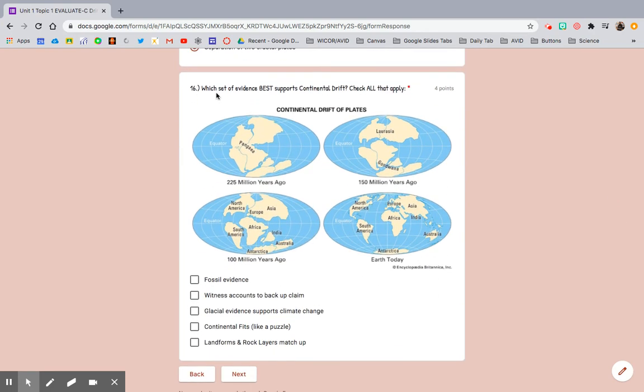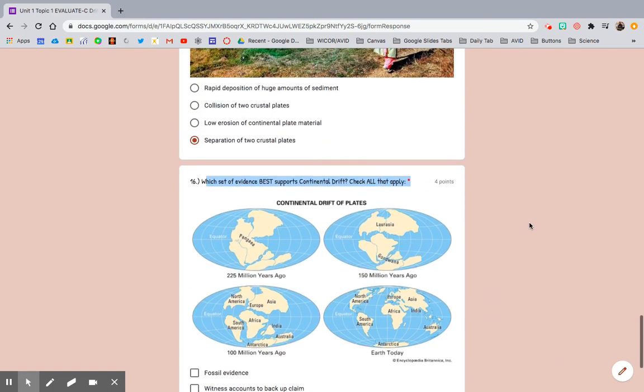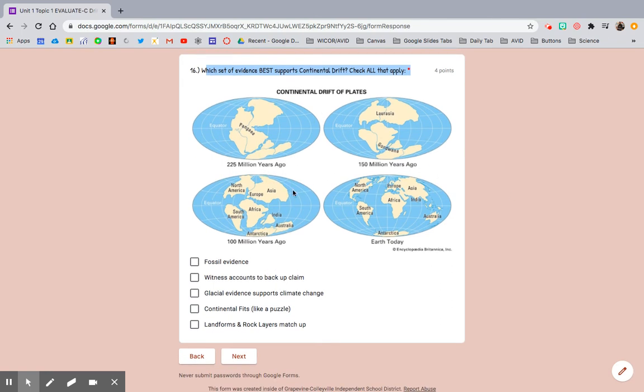Okay, number 16, this is a 4-point question, so a little more. Which set of evidence best supports continental drift? Notice how this says check all that apply. So you are going to check 1, 2, 3, 4, or all 5. So continental drift plates 225 million years ago. Notice how they kind of spread out, y'all. And don't forget, your test can also be a resource. So if you're seeing that this question's reminding you about another question from before, you can always go back and check out those answers. So be using your test to help you out as well.